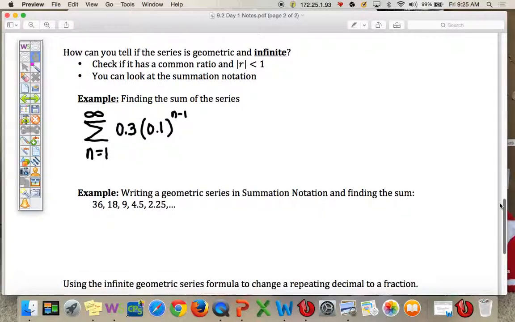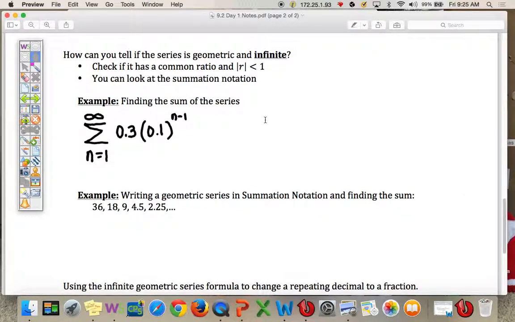Okay, how can you tell if the series is geometric and infinite? First step, check and see if the absolute value of the common ratio is less than 1. So before it was 1/2, so we knew it was a common ratio less than 1.